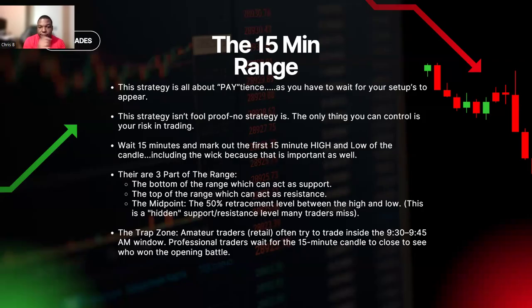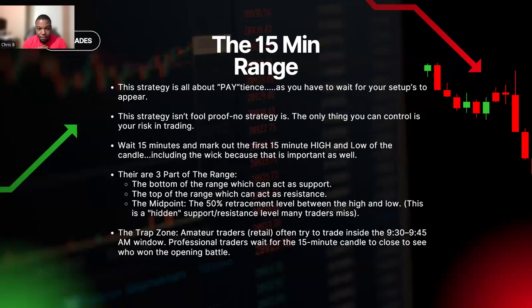No, this strategy isn't foolproof. No strategy is. The only thing you can control is your risk in trading. We might have the best setups. The only thing we can control is our risk, how much we put on per trade. The market's going to do what it wants to do. It can invalidate all of our setups for an entire week. But if we don't have the proper risk management, we'll blow up every single time.